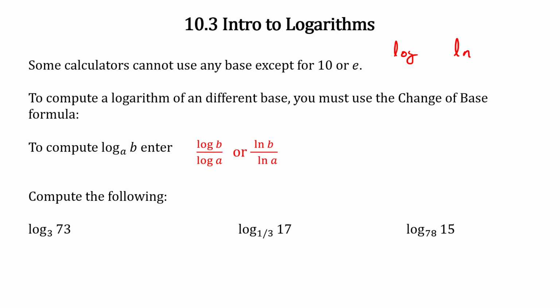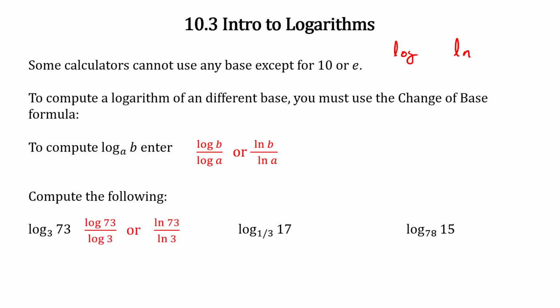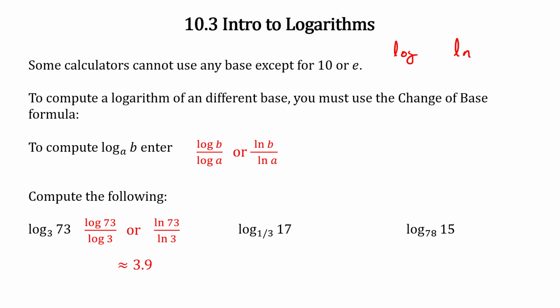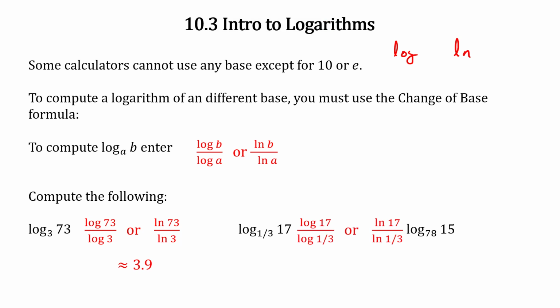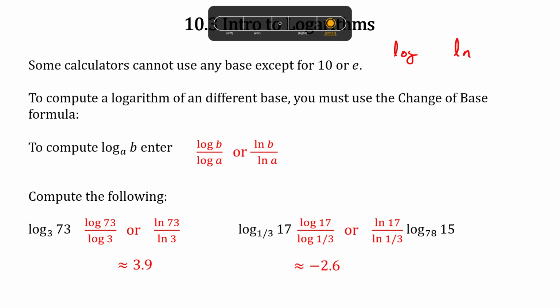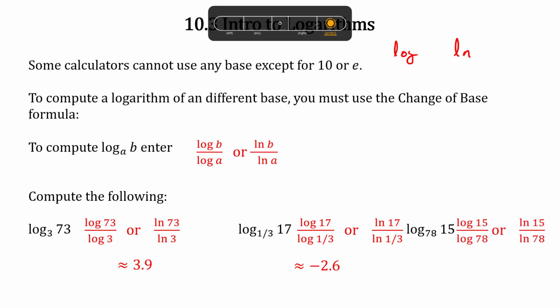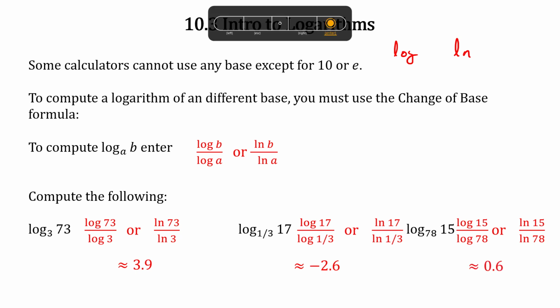So to compute log base 3 of 73, you could type in log of 73 over log 3 or ln 73 over ln 3. No matter what, you'll get the same number, about 3.9. So here you would do log of 17 over log of 1/3, or ln of 17 over ln of 1/3. And you'll get about -2.6. So the last one, you do log of 15 over log of 78, or ln of 15 over ln 78, and get about 0.6.